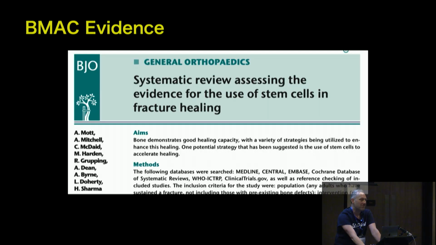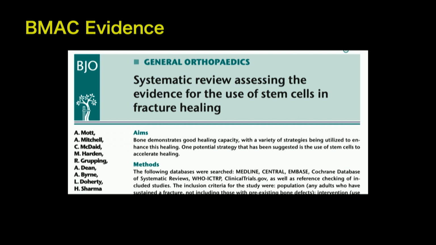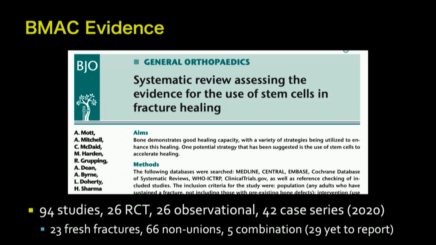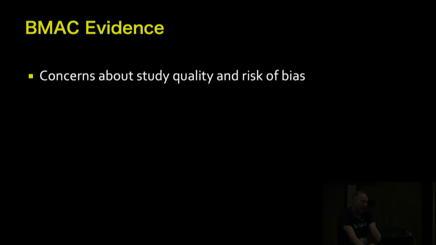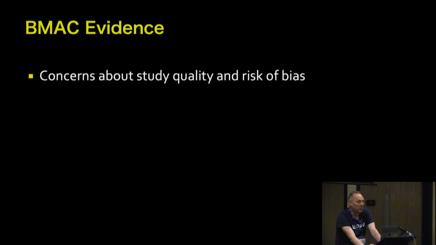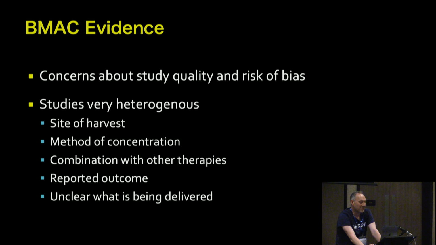Very nice literature review, Professor Sharma's name at the bottom. It looked at the published studies and identified the numbers seen in front of you. 66 studies looked at non-unions, although 29 of these studies had yet to report, so they were looking at a lot of research still ongoing. They raised concerns about study quality and the risk of bias in those studies. The studies were very heterogeneous in all aspects, including the reporting, the outcomes used, and in fact the actual methods that were being used.